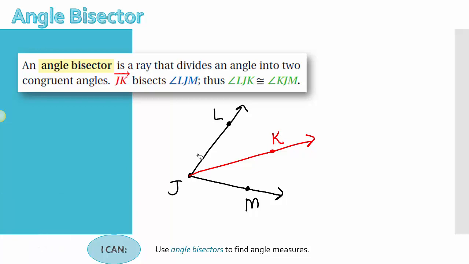So I can put tick marks on here, one tick mark or two tick marks here, congruent to that one. If I put 3 tick marks here, I need to put 3 tick marks here to say that those angles are congruent. So angle LJK is congruent to angle KJM. And that's what we call an angle bisector. An angle bisector is a ray that divides an angle into two congruent angles.